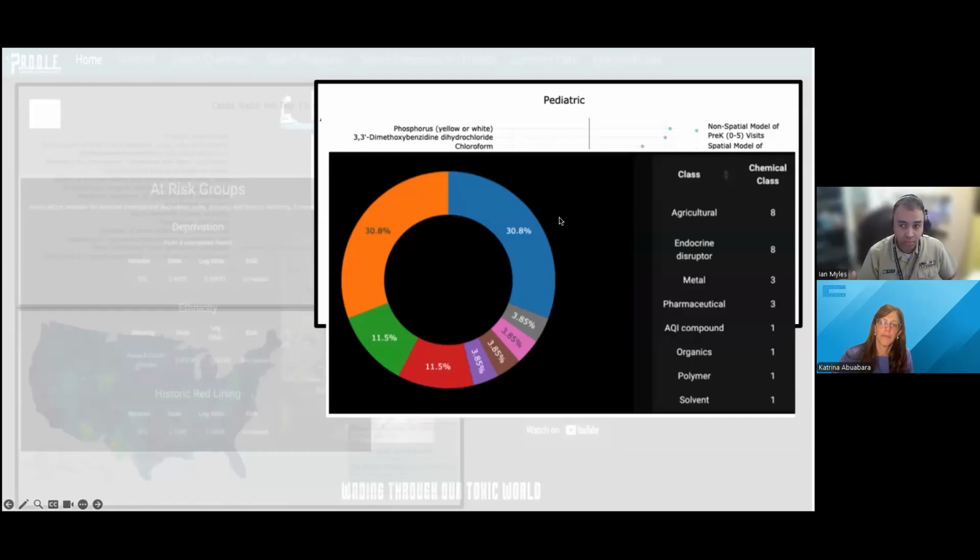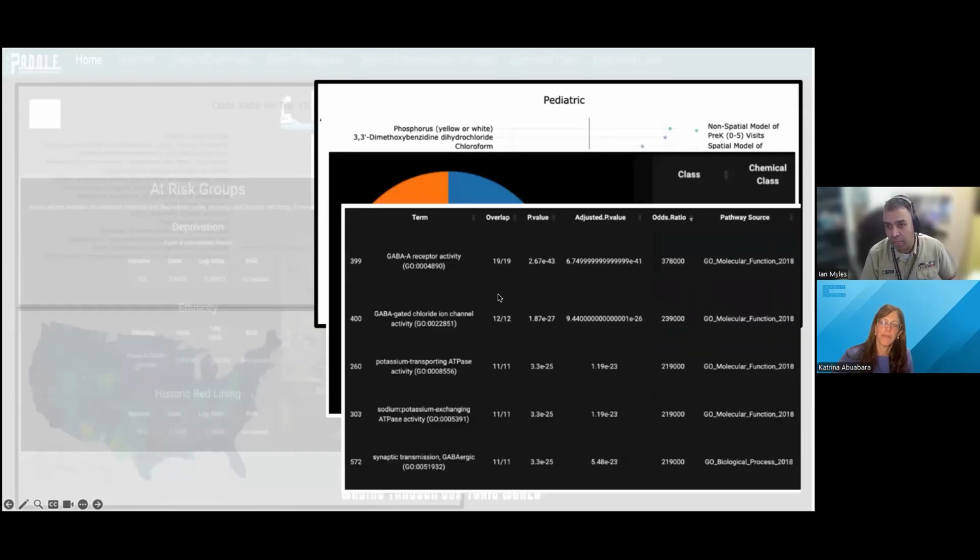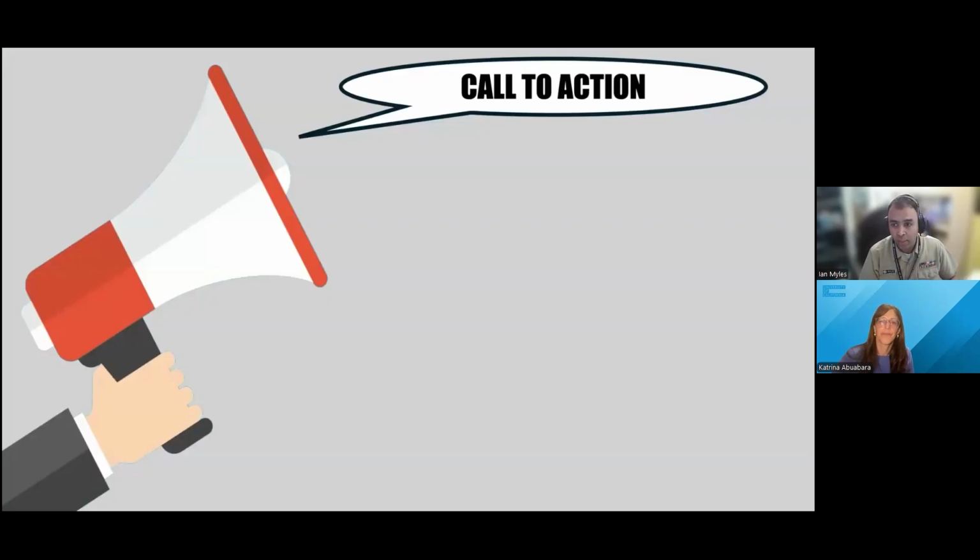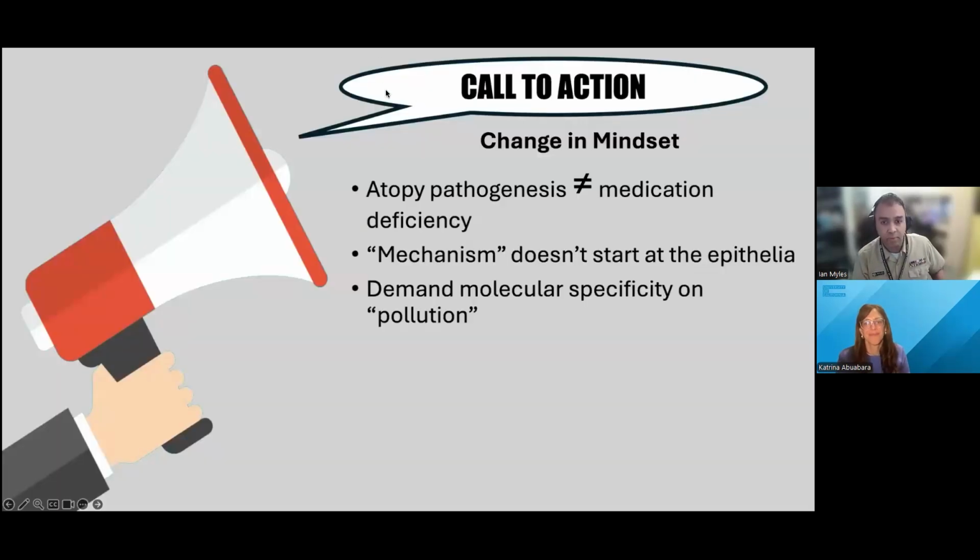What kinds of chemicals those are and what biochemical pathways do those chemicals influence. And so our idea, these are obviously associations, but the idea is that they would then lead to mechanistic studies as well. And so with that, I'm out of time. So we'll just say we'll work to do more.